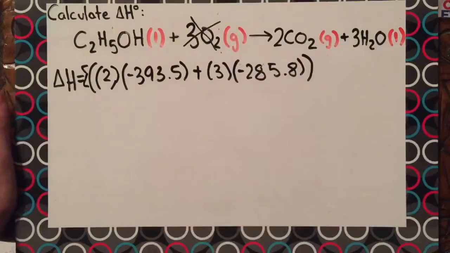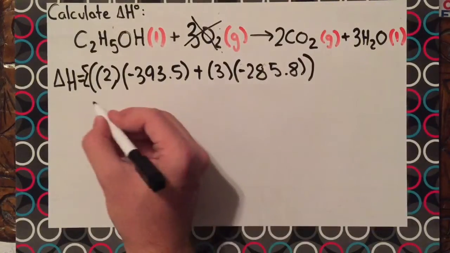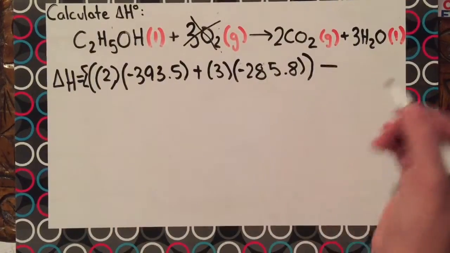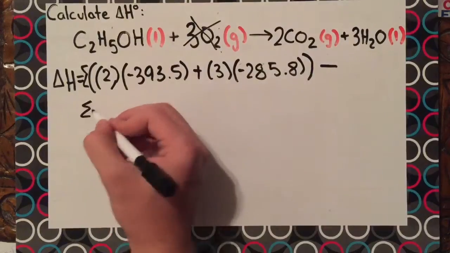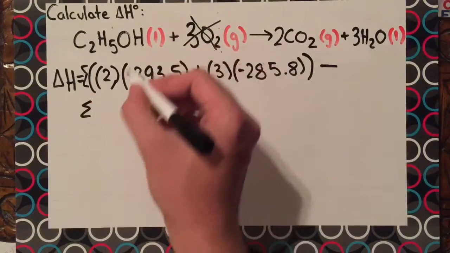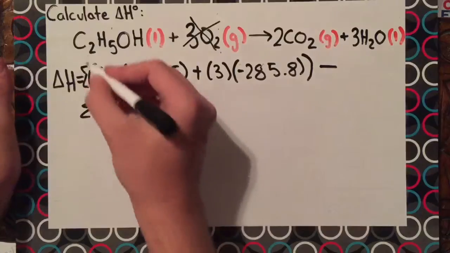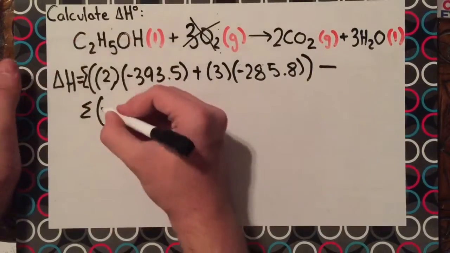Right, so now that we have products done, we can move on to reactants. So subtract. There's not anything else to add since it's only one reactant, so you can put it right here. There's only 1 mole.